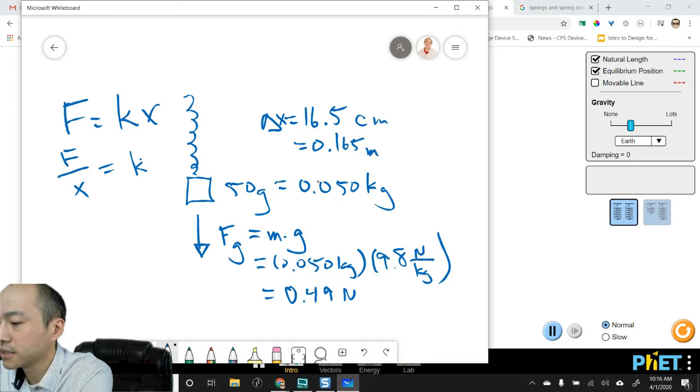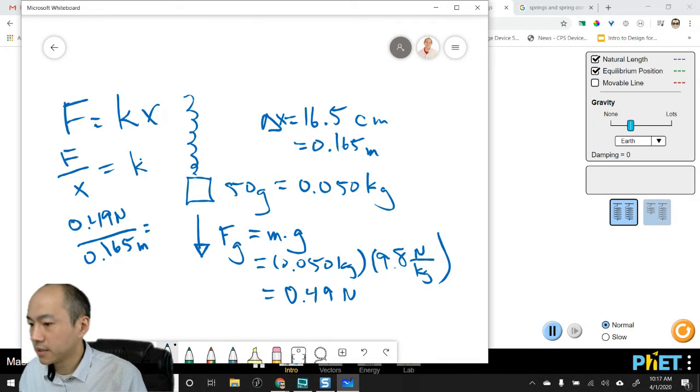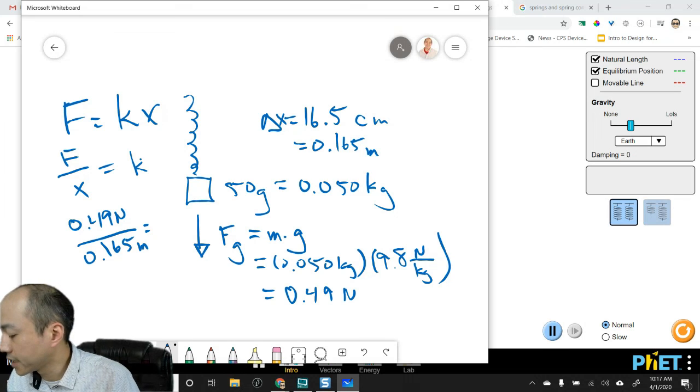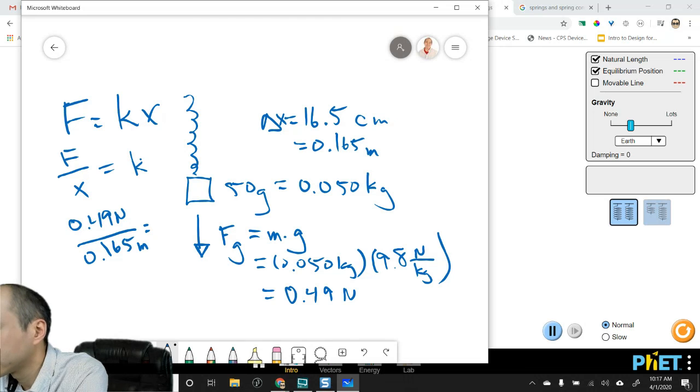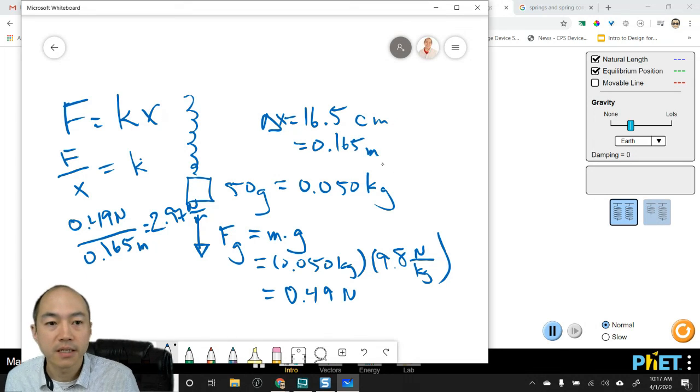And so in this case, it's 0.49 newtons divided by 0.165. Right? And 0.49 divided by 0.165 gives us 2.97. 2.97 newtons per meter. Oh, that's getting a little messy there. But that's one of the things that you'll have to do.